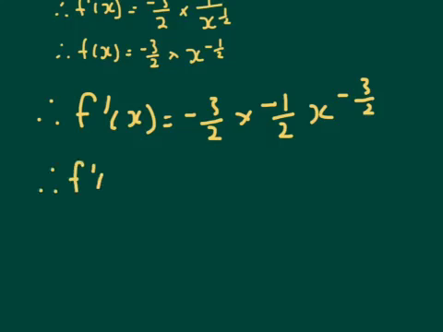Therefore, f dash x equals, okay, we've got negative 3 times negative 1, so that's 3, and 2 times 2 is 4. Times, what are we going to do with this?